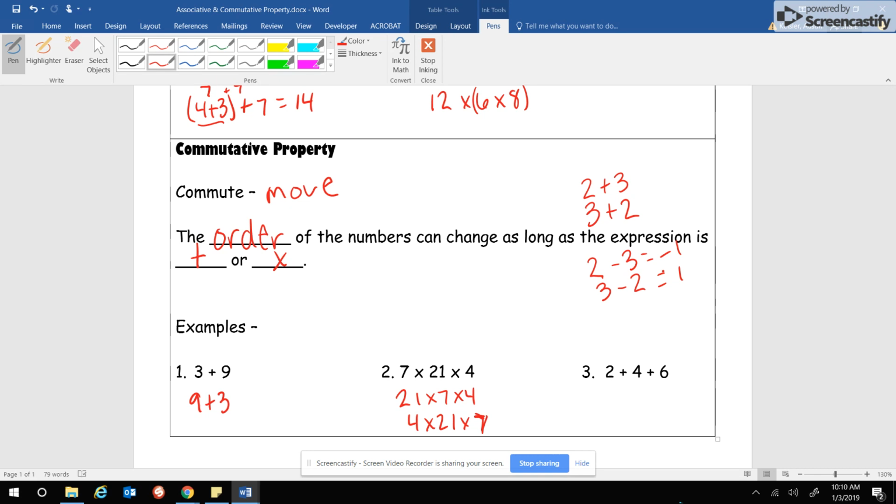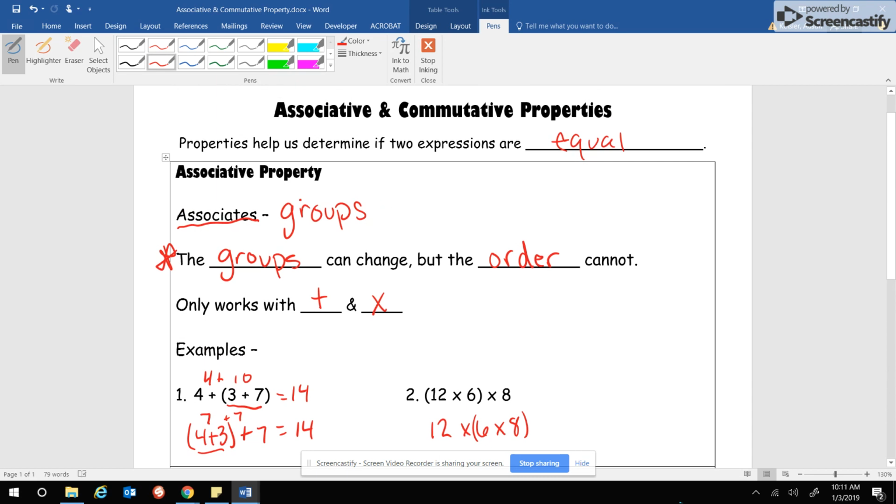The last one, same thing. I have 2 plus 4 plus 6. I could do 4 plus 2 plus 6. I could do 2 plus 6 plus 4, and there's several other ones I could do. But basically the commutative property is you're moving the numbers around. In the associative property, you're moving the groups and you're not moving the numbers.